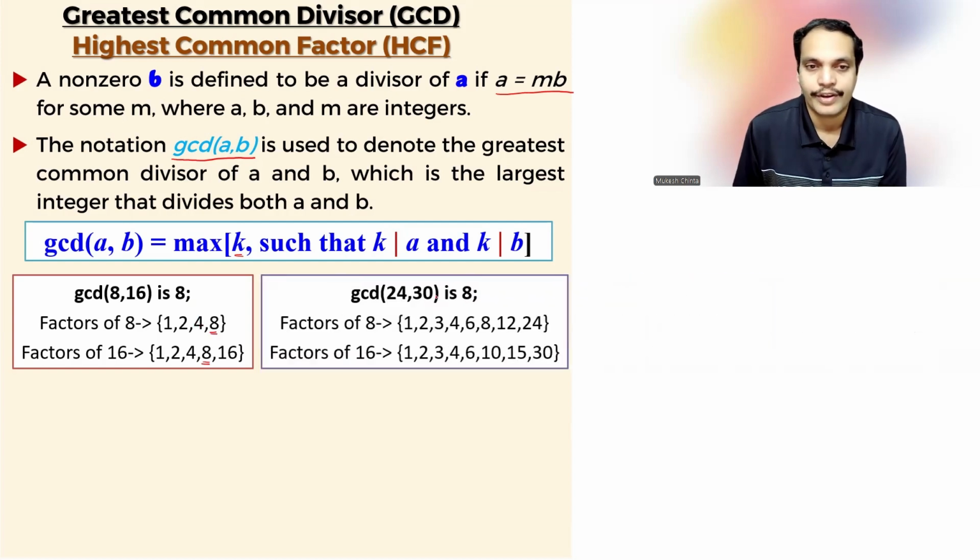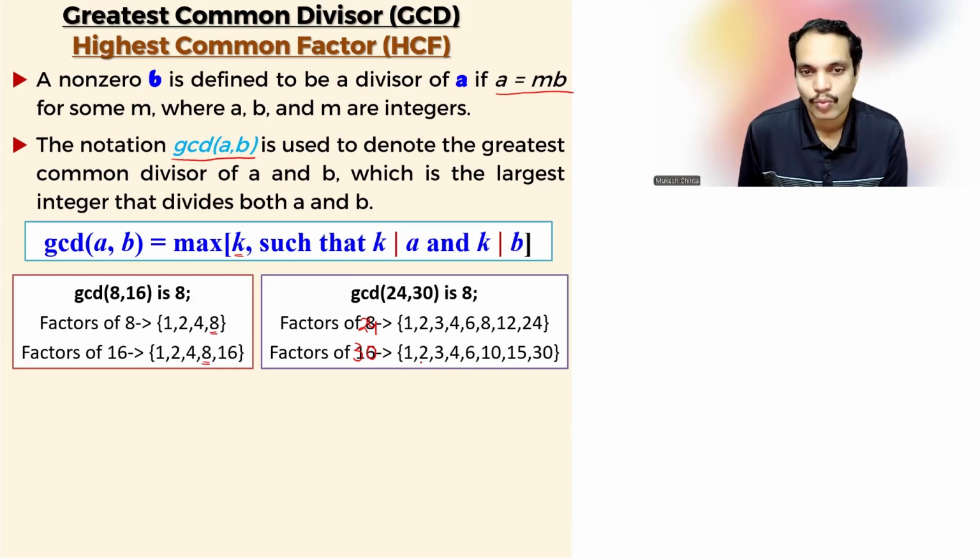This is another example for you. GCD of 24 and 30. Once again, you write the factors here. Okay, this is 24, my mistake. This is 24 and this is 30. So the factors of 24 are 1, 2, 3, 4, 6, 8, 12, 24.